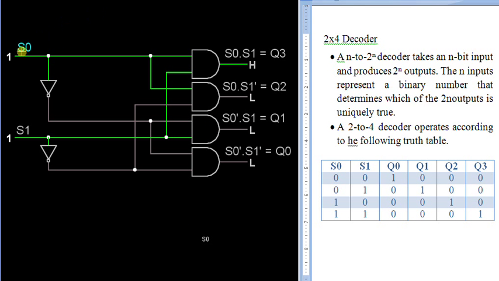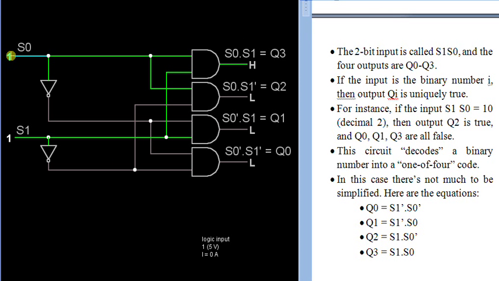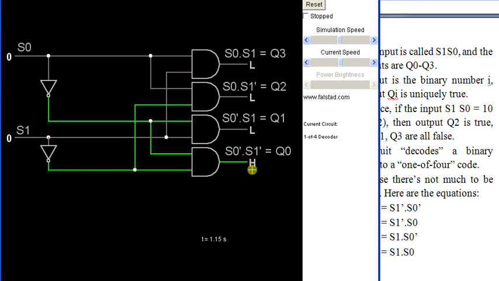This is the logical circuit for the 2x4 decoder. If both the inputs are low, Q0 will be high. We can see here, if both the inputs are low, Q0 will be high and the remaining Q1, Q2 and Q3 are low. If S1 is high and S0 is low, Q1 is high and the remaining 3 are low. If it is 1, 0, then Q2 will be high and the remaining 3 are low. And if both the inputs S0 and S1 are high, then Q3 will be high and the remaining 3, Q0, Q1 and Q2, will be low.